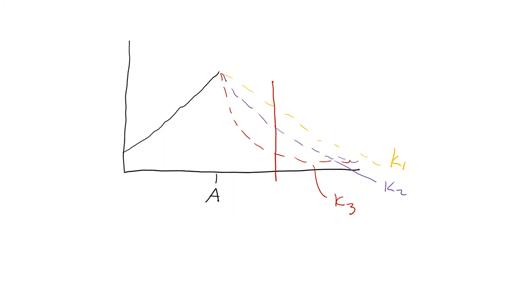So look at, let's say, this time right here. Watershed K1 has a lot more water in the stream, doesn't it? From groundwater. Look at K3, barely anything in it. How could you explain that physically out in your watershed?